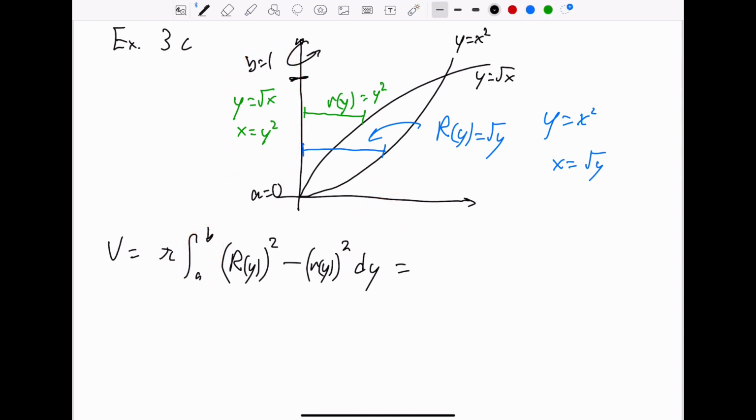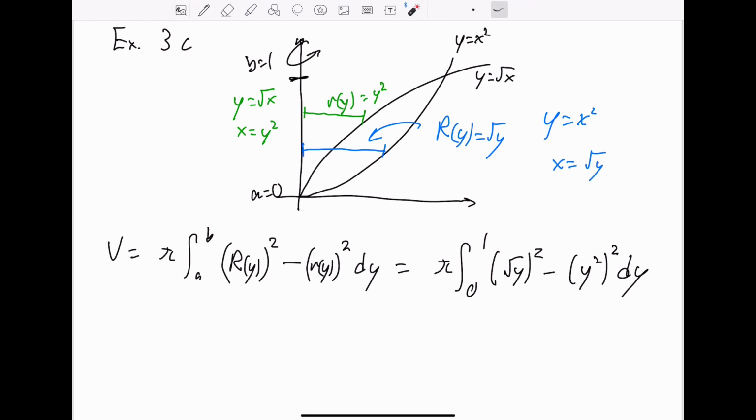So in this case, the volume is the integral from 0 to 1. Capital R is the square root, small r is y squared, dy. Once again, we'll leave the integral here, but I encourage you to work through the steps of expanding that out, finding antiderivatives, using the fundamental theorem of calculus, and you will get the volume of this two-dimensional region rotated around the y-axis.